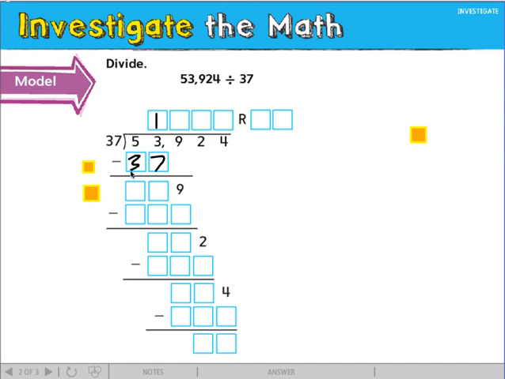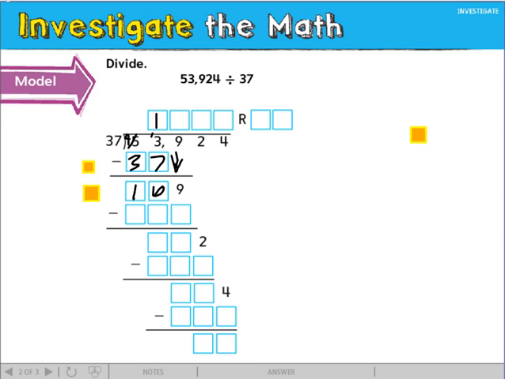1 times 7 is 7. 1 times 3 is 3. So now I have 37. I cannot subtract 3 from 7, so I have to regroup. 13 subtract 7 is 6. 4 subtract 3 is 1. Now, 16 is less than 37, so far I'm good. Now I bring down my 9.